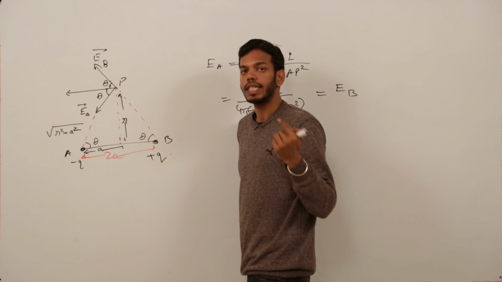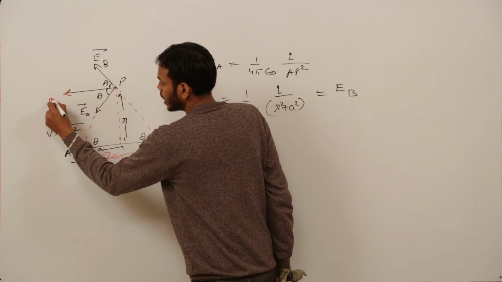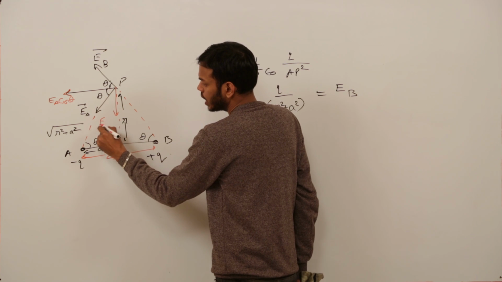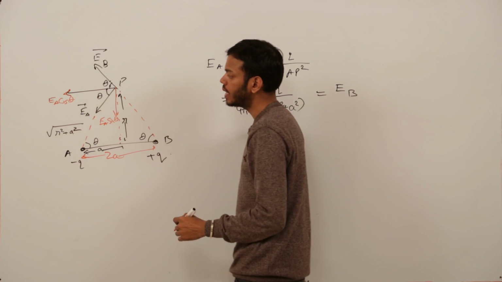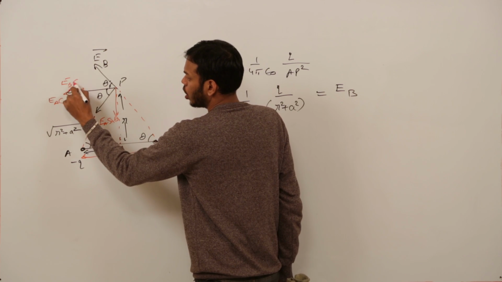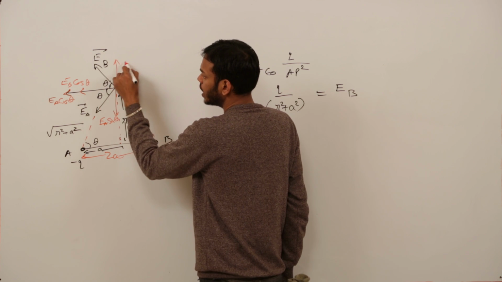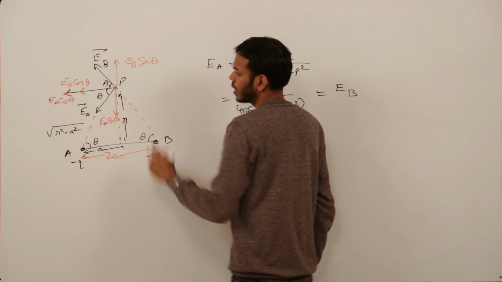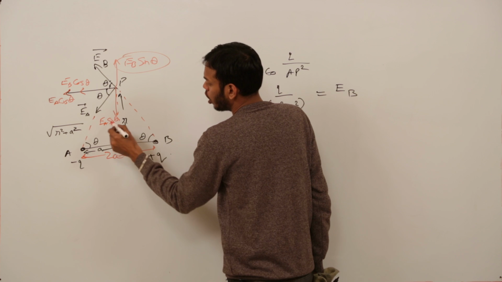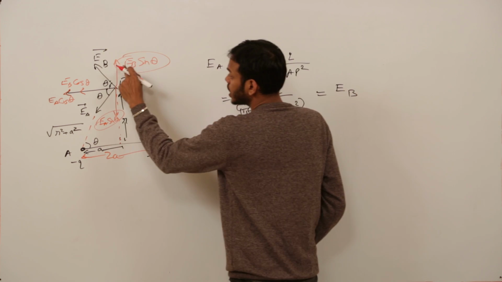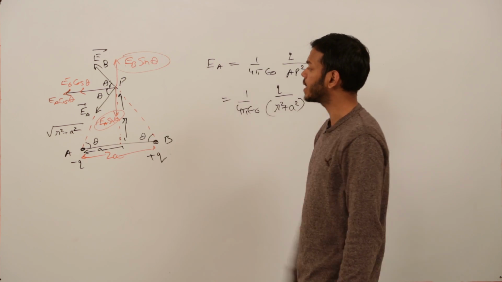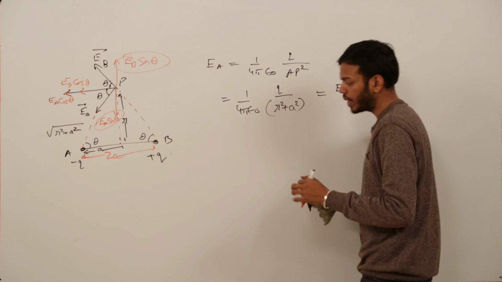I told you where there is theta, there will be cos. So this component would be EA cos theta, and down it will be EA sin theta. Similarly for EB, the horizontal component would be EB cos theta, because this angle is theta, and the vertical component would be EB sin theta. Since EA and EB are equal in magnitude, these vertical components get cancelled out. This is E, don't mistake this. So these vertical components being equal and opposite in direction get cancelled out, and you are left with the horizontal component only.